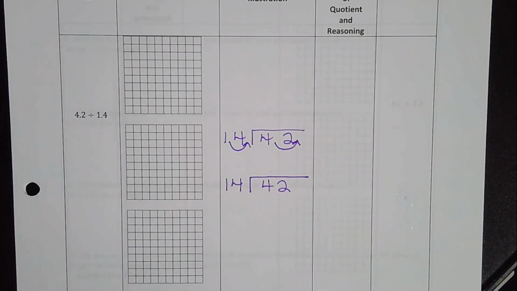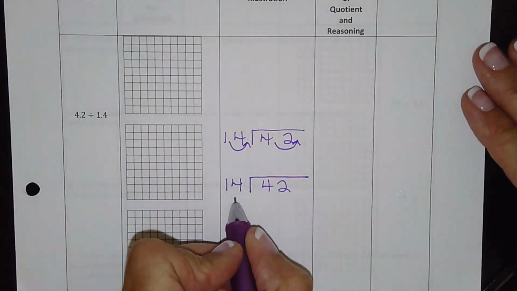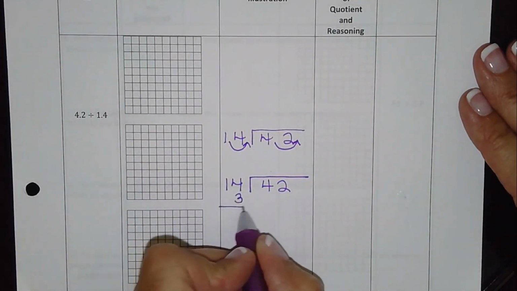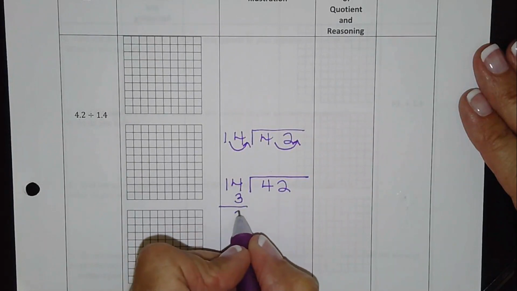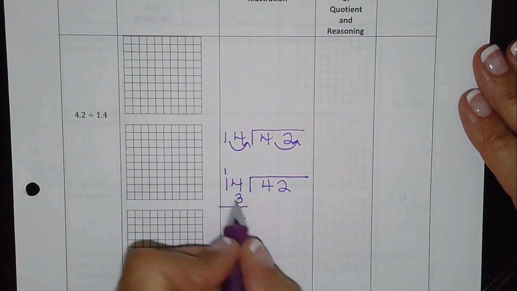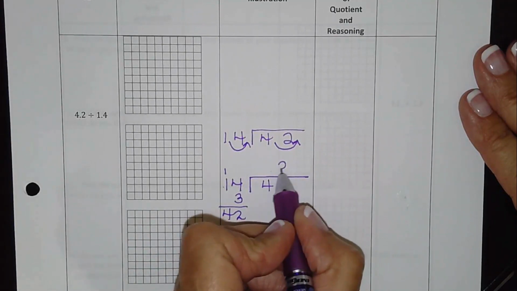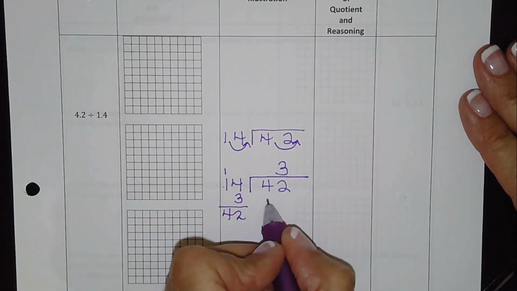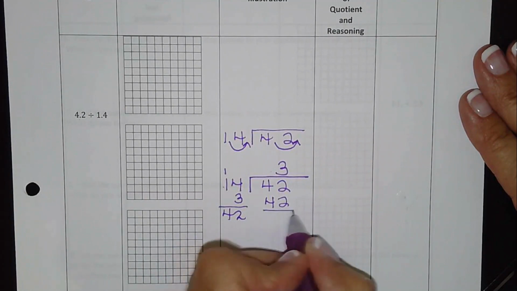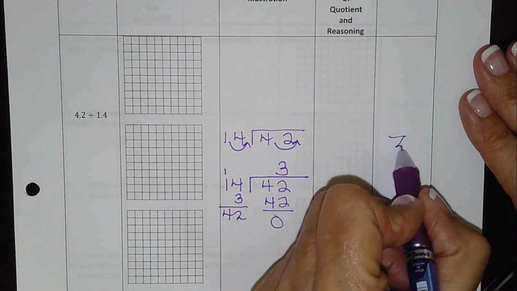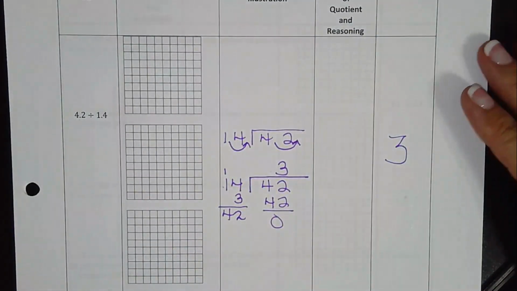So we need to know how many times 14 goes into 42. Well, I know 14 times 2 is 28, so maybe it's 3. Let's check it out. 14 times 3 is 12. Carry 1, 3 plus 1. Ding, ding, ding, ding, ding. So there it is. 14 goes into 42 3 times. So whole number 3.